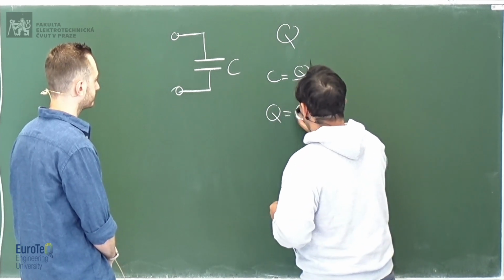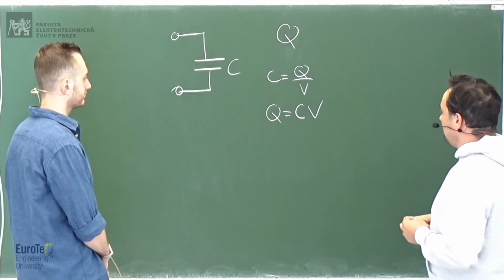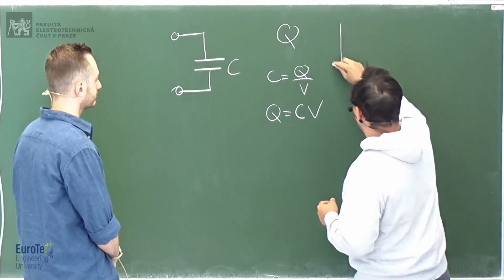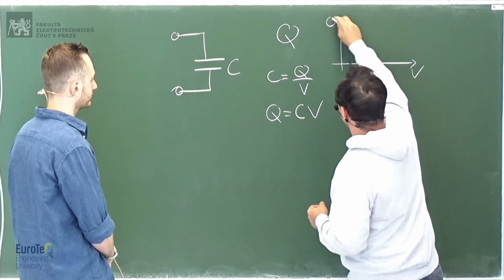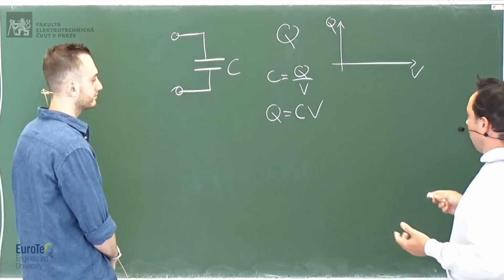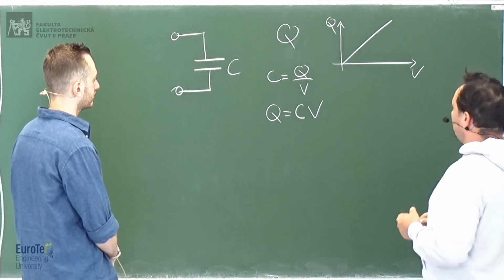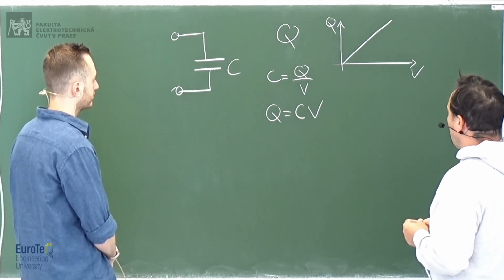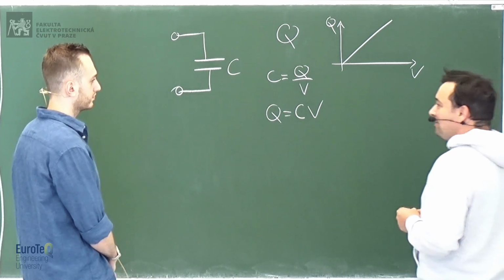So Q equals CV. Which means that if you have a capacitor and you have here the voltage, how is Q going to behave? Oh, it's linear. Yes. So here we have our linear characteristic. Are you sure it's linear? According to the equation, it is. Yeah, according to the equation, yes.